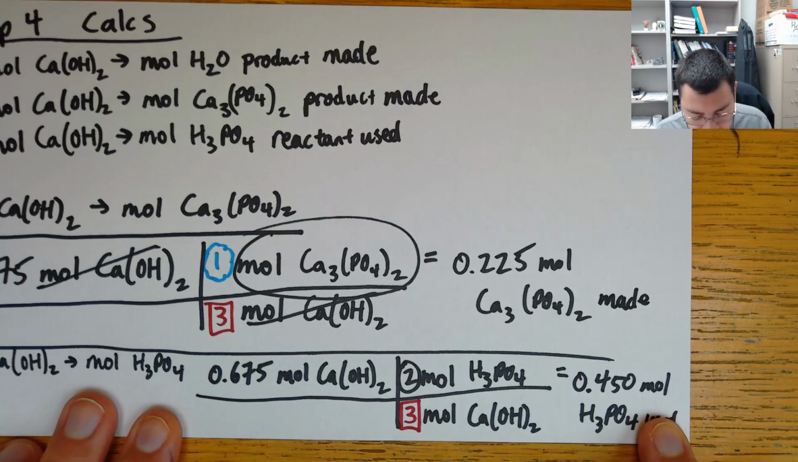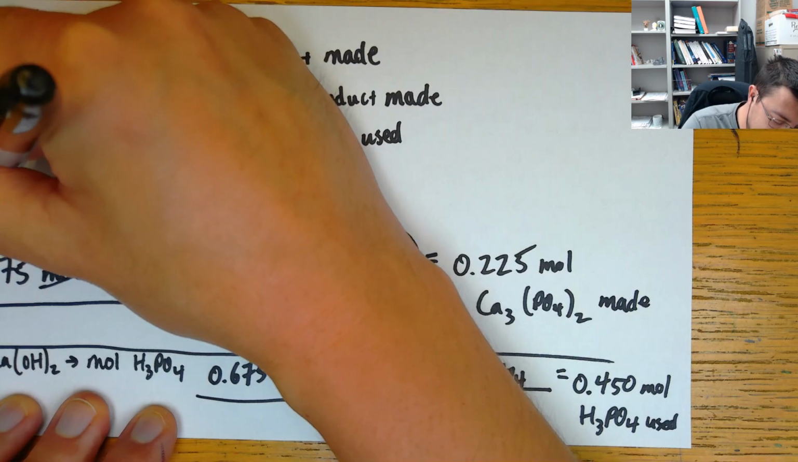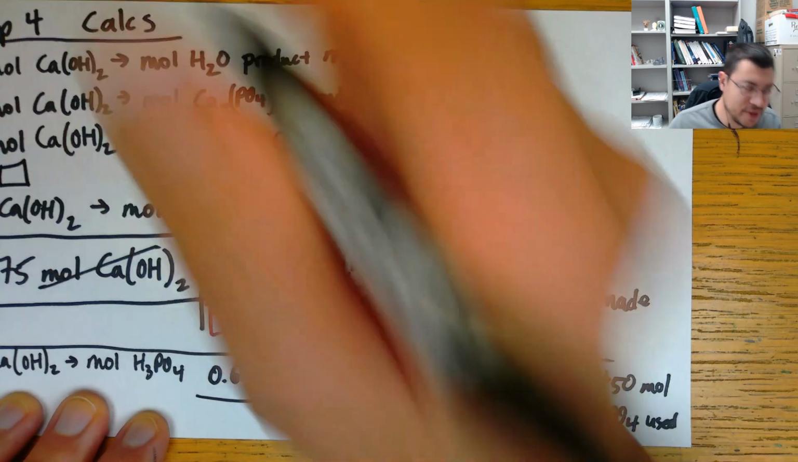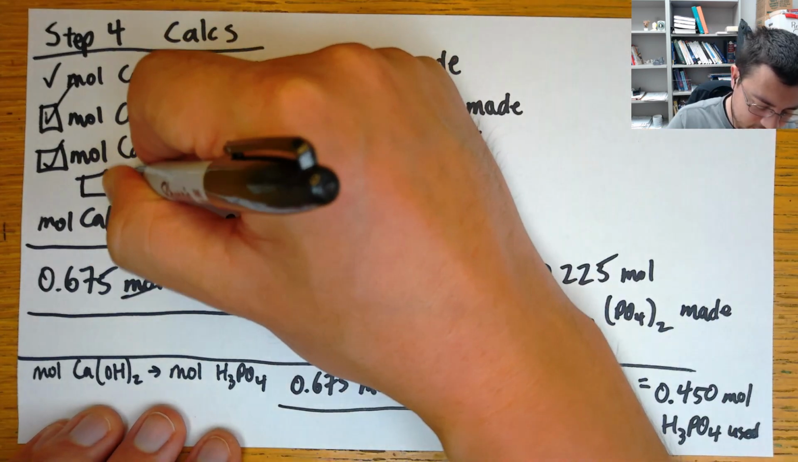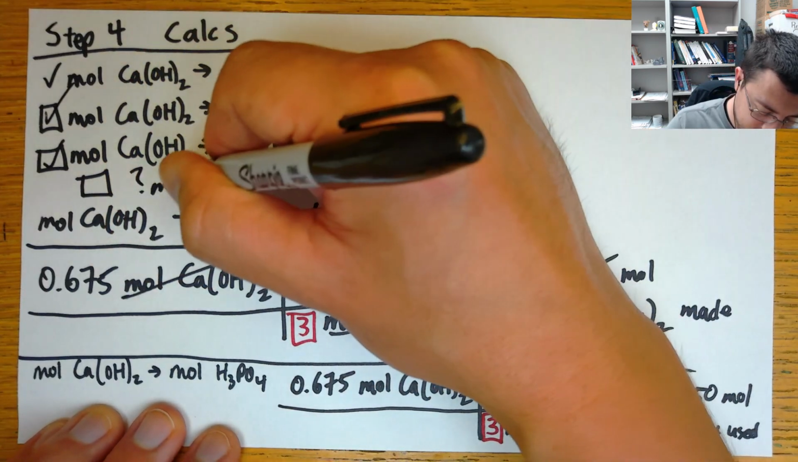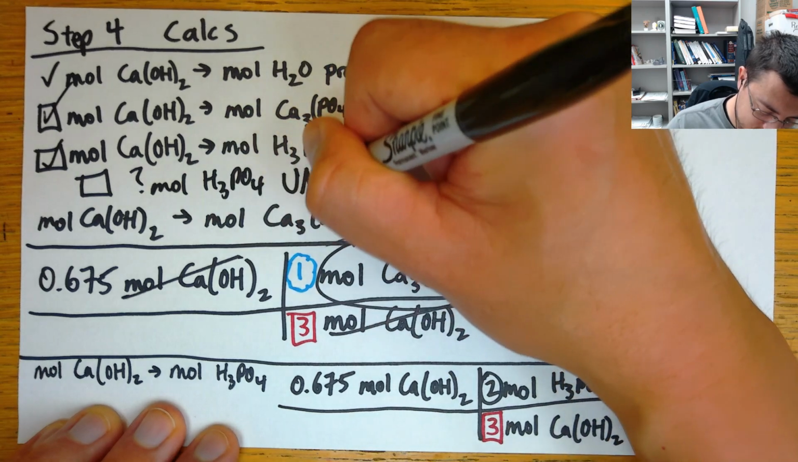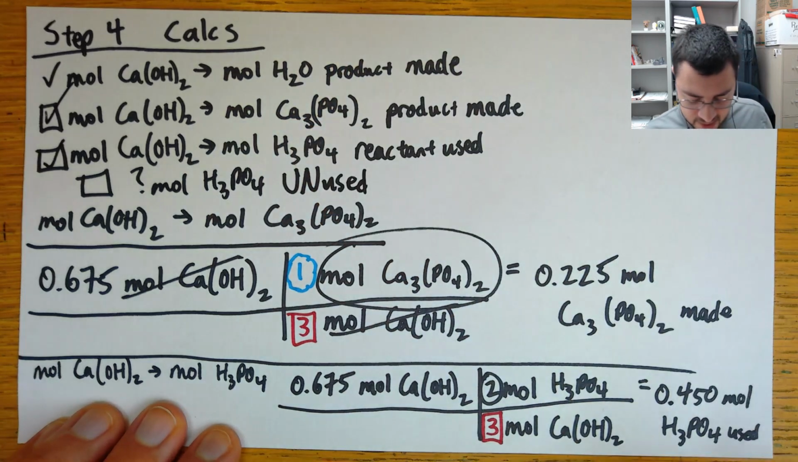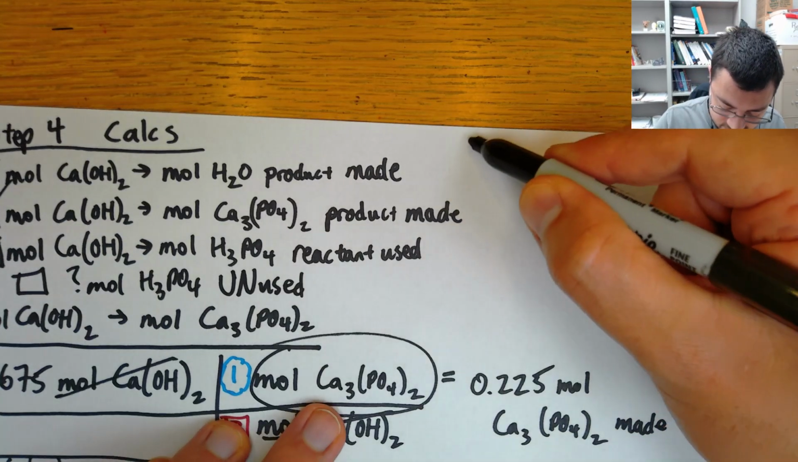All right, good. And we can do even one more calculation, kind of a bonus calculation. May not be a bonus depending on your instructor, but we can calculate how many moles of H3PO4 unused left over. All right, let's see. I'll try to fit it into this top right corner here.